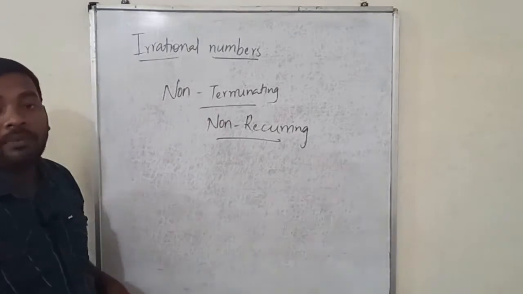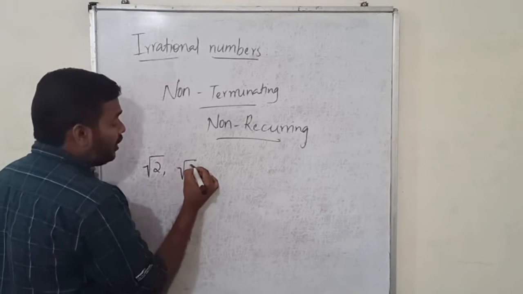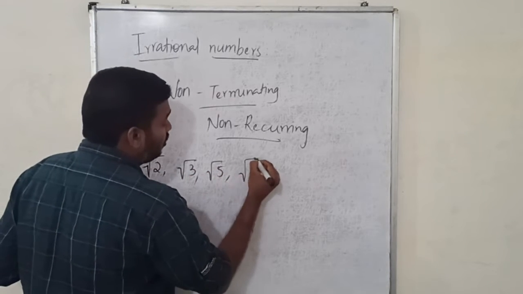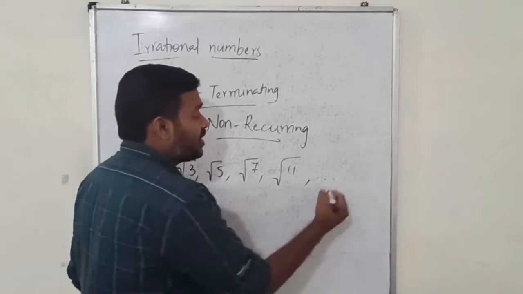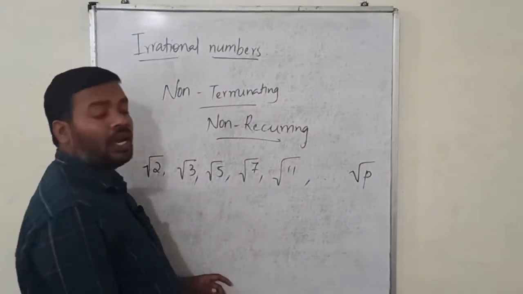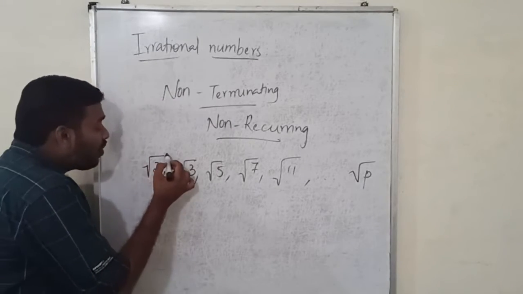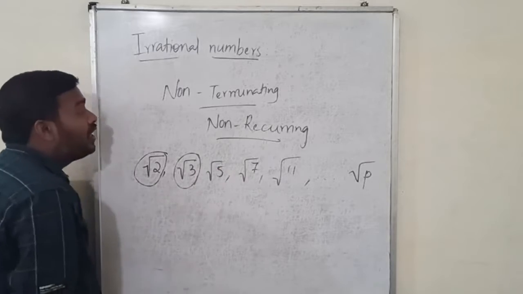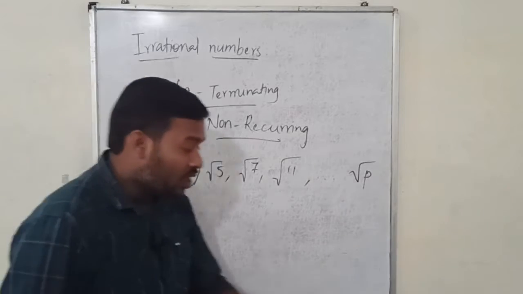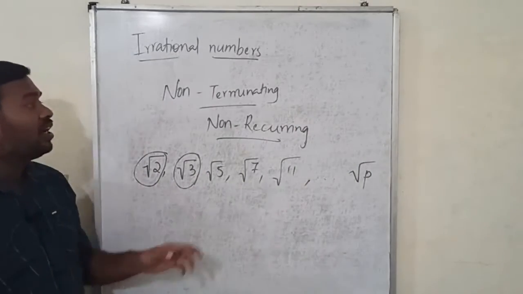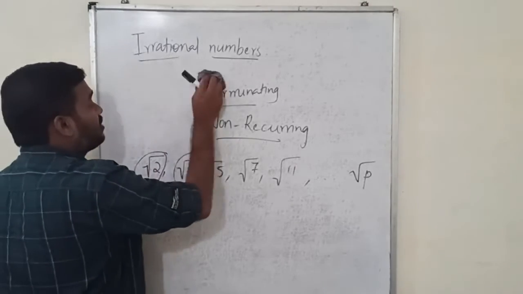Generally square roots of prime numbers are irrational numbers. They are square root of 2, square root of 3, square root of 5, square root of 7, square root of 11, and so on. That means square root of p, where p is a prime number. These type of numbers are irrational numbers, and if you find the value of the square root of prime numbers, they will be non-terminating, non-recurring decimals. Now we shall prove that these numbers are irrational numbers. We shall see how these numbers can be proved as irrational numbers.